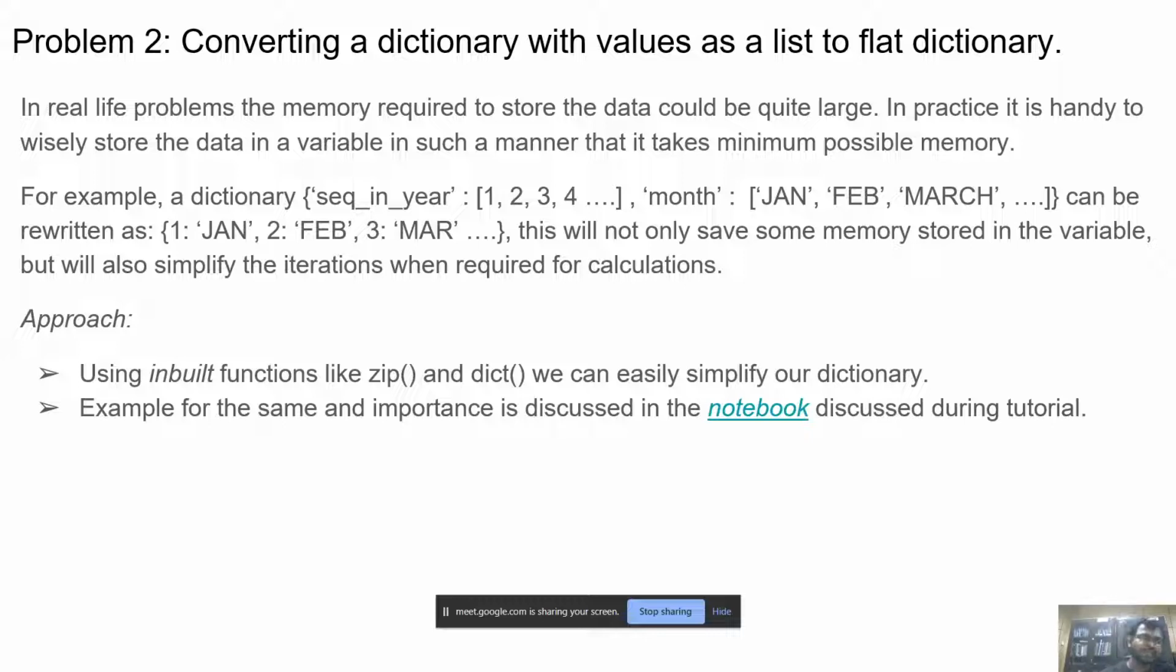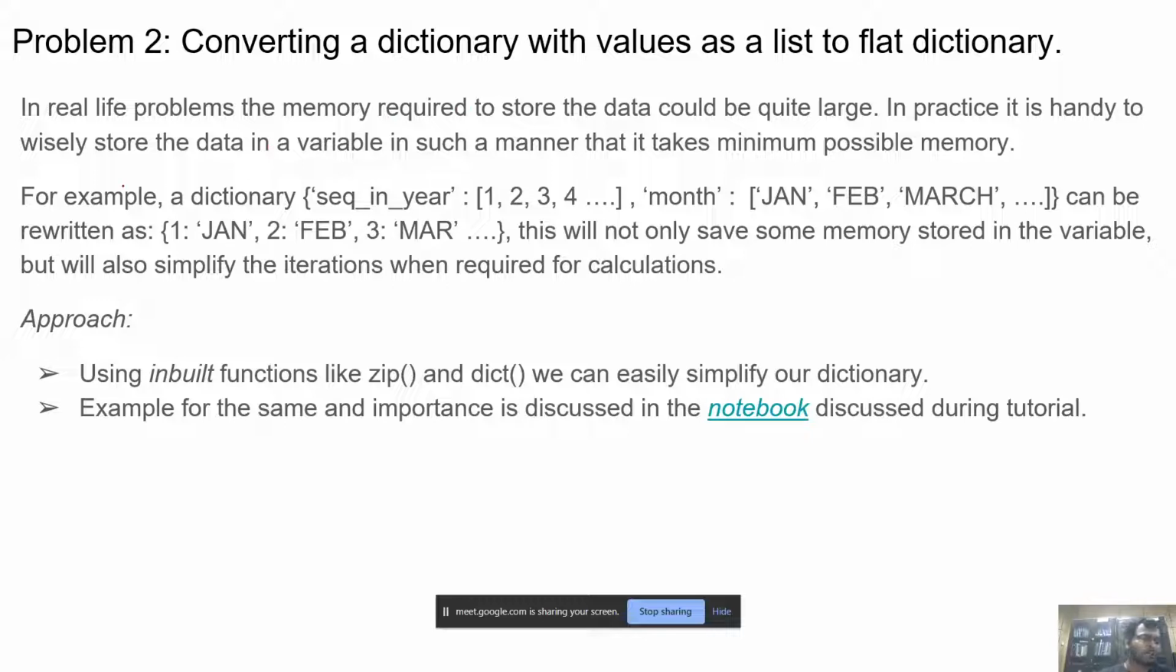As I have mentioned here, in real life problems, the memory that is required to store or process the data could really be large. So in practice, it's quite wise to store the data in a variable in a manner that it is saved quite efficiently in terms of memory and computation.